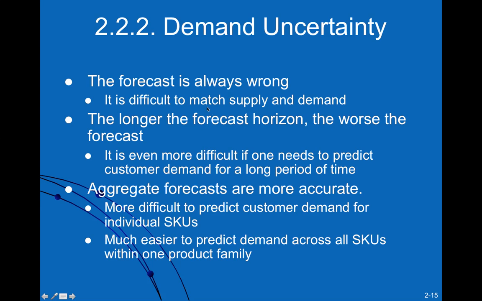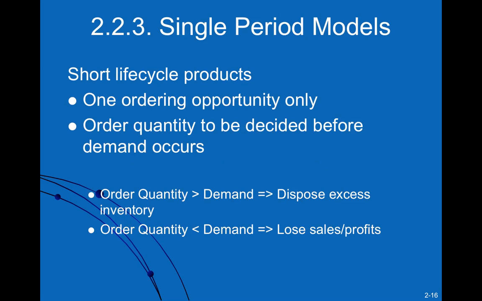Demand uncertainty usually drives costs up because forecasts are always wrong, and the longer the planning horizon, the worse the forecast. So we try to work with shorter planning periods, but also, if you work with aggregate demand data, it tends to be a bit more accurate than if you're trying to work with the individual demand forecast for multiple items. So it's always better to aggregate than to necessarily work with the individual SKUs, because it's a lot harder to predict the demand for the individual SKUs. All right.